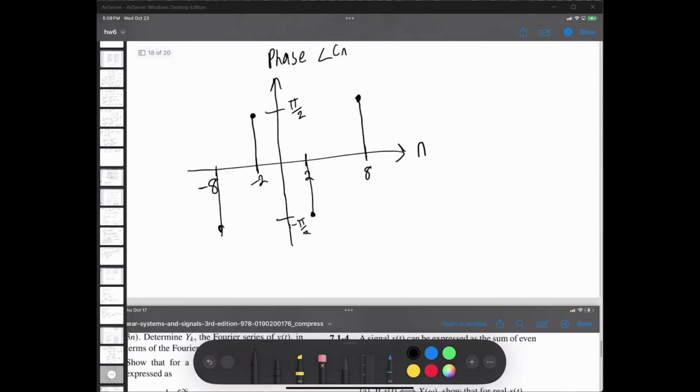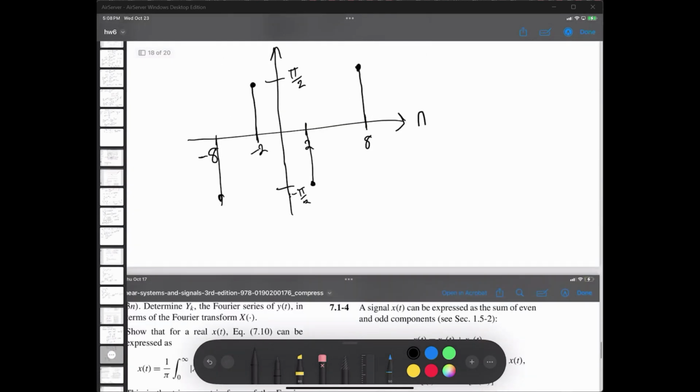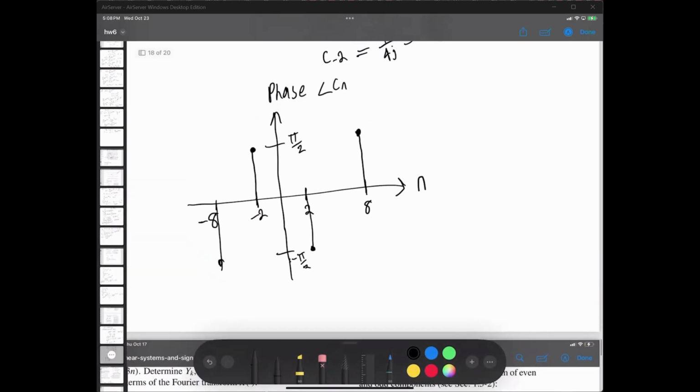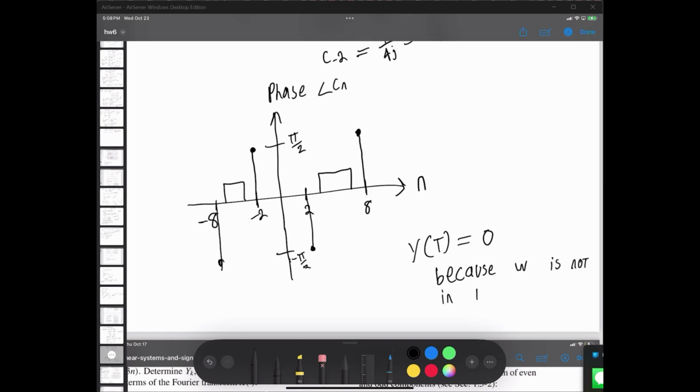So y of t is equal to 0 because w is not in the filter.